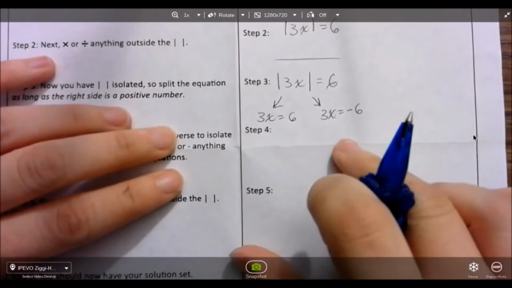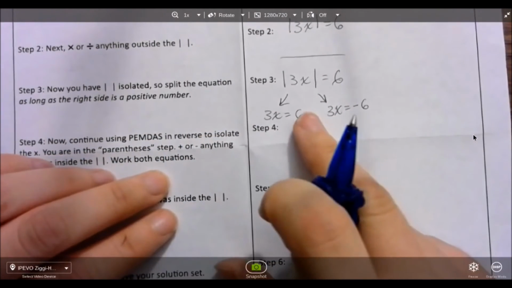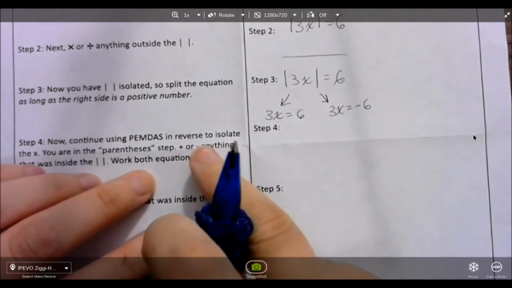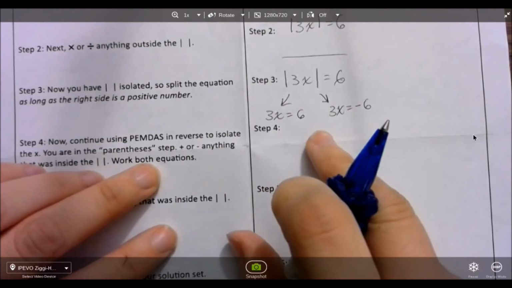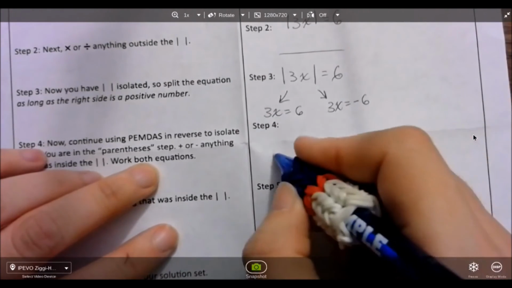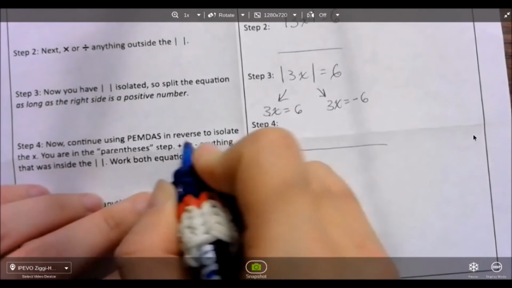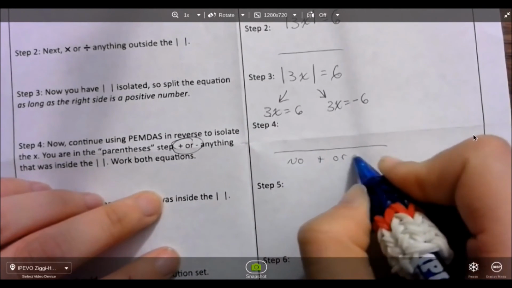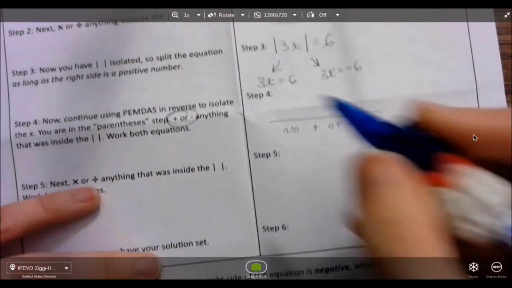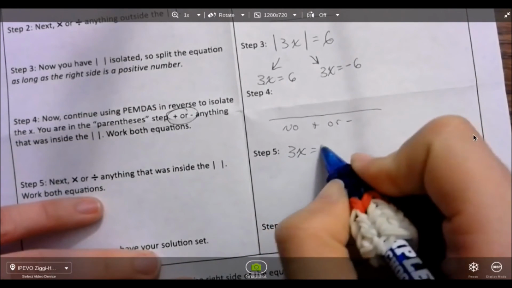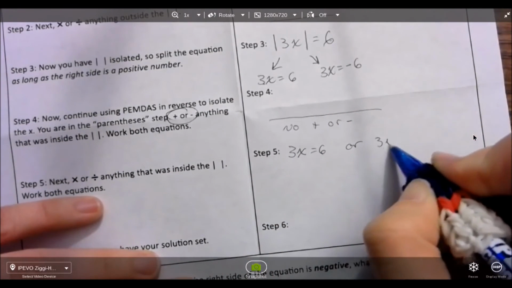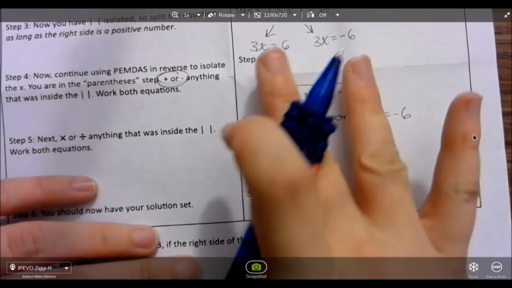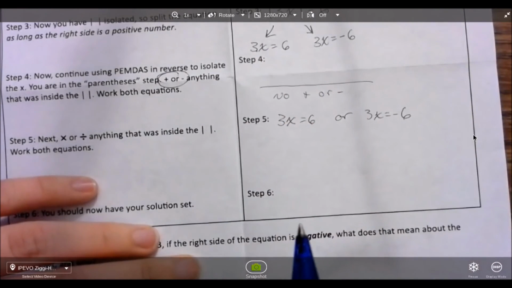All right, so I've got my 2 equations. The next thing I want to do is, now that I'm inside the grouping symbol, inside where those parentheses would have been, I want to add or subtract anything from the left. And in this case, I don't have anything. I have a multiplication, but I do not have addition or subtraction. No plus or minus. Okay, so I can skip that step. Go to the next step. Okay, so I still have my same 2 equations, 3x equals 6 or 3x equals negative 6.